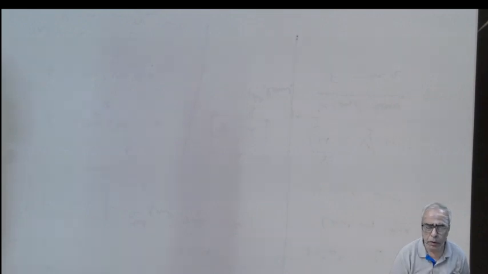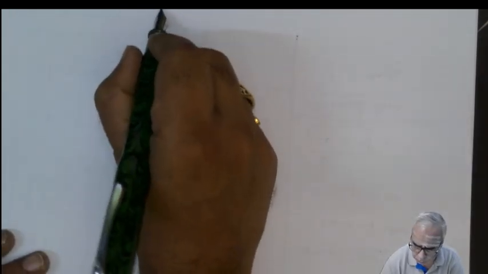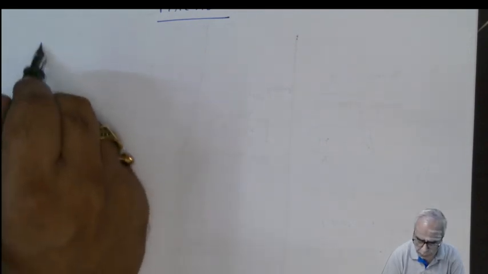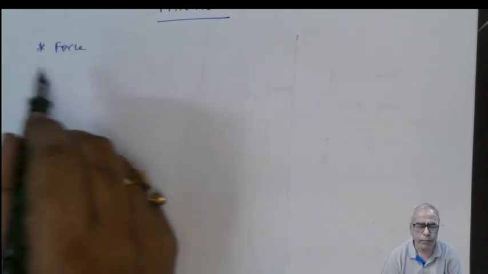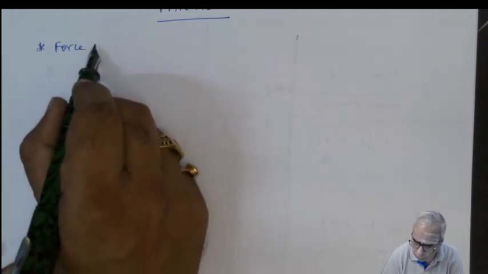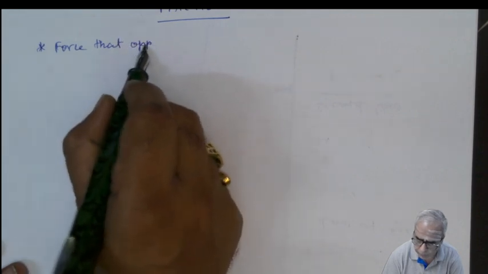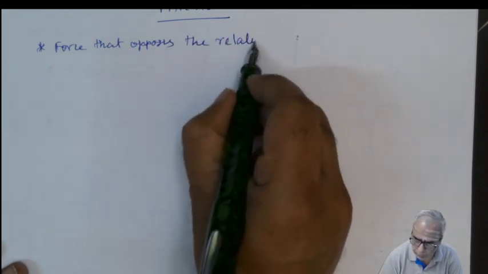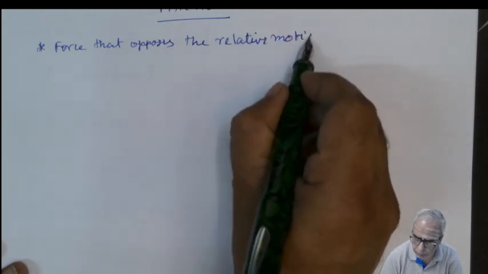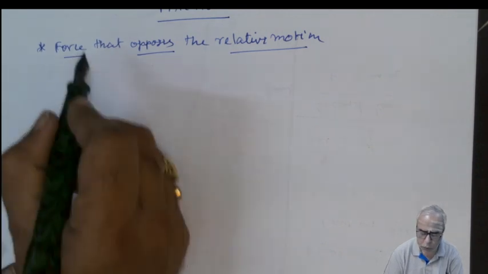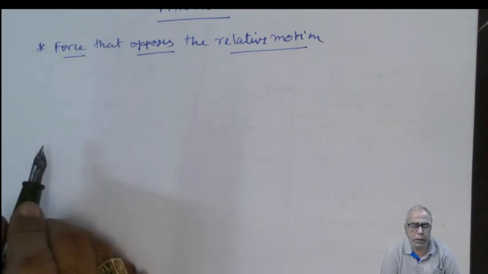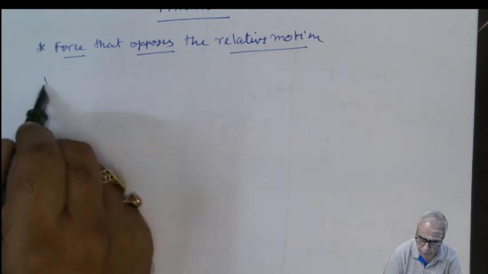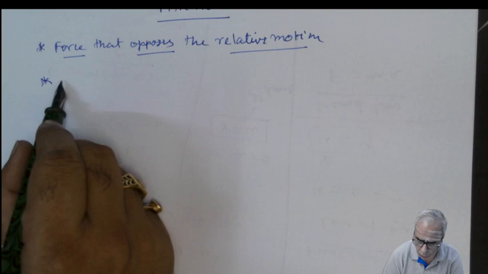Let me explain about friction. Friction is a force that opposes the relative motion. So friction is a kind of force that opposes the relative motion, and this relative motion is between two surfaces in contact.